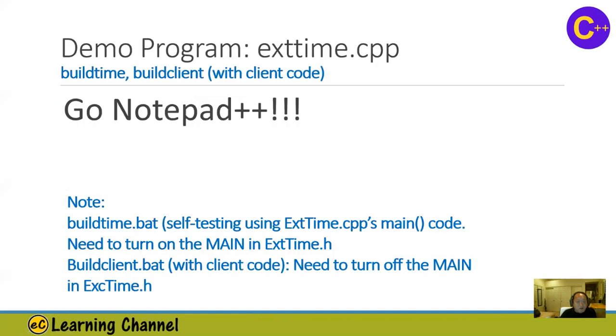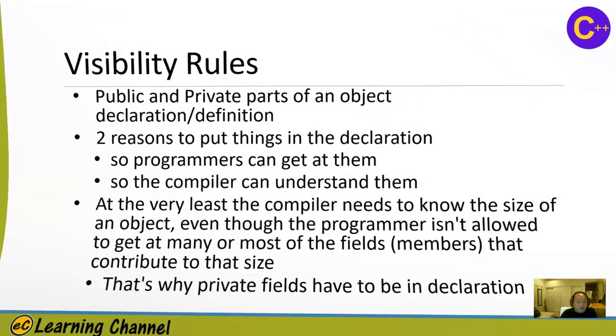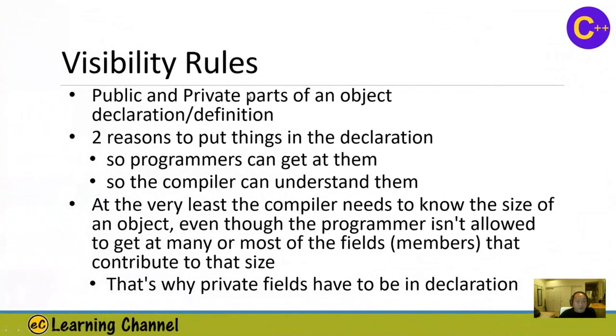Okay, so this one I will just pass. For visibility you have public, private, and also protected. There are two reasons to put things in the declaration: so the programmer can get them, and so the compiler can understand it. That's why we need to put something in the .h file. At the very least, the compiler needs to know the size of the object. So for each function you at least need to put the integer in the parameter list, though you don't need to put x there, so that the compiler will know the size of the function. That's why private data fields have to be in the declaration as well.